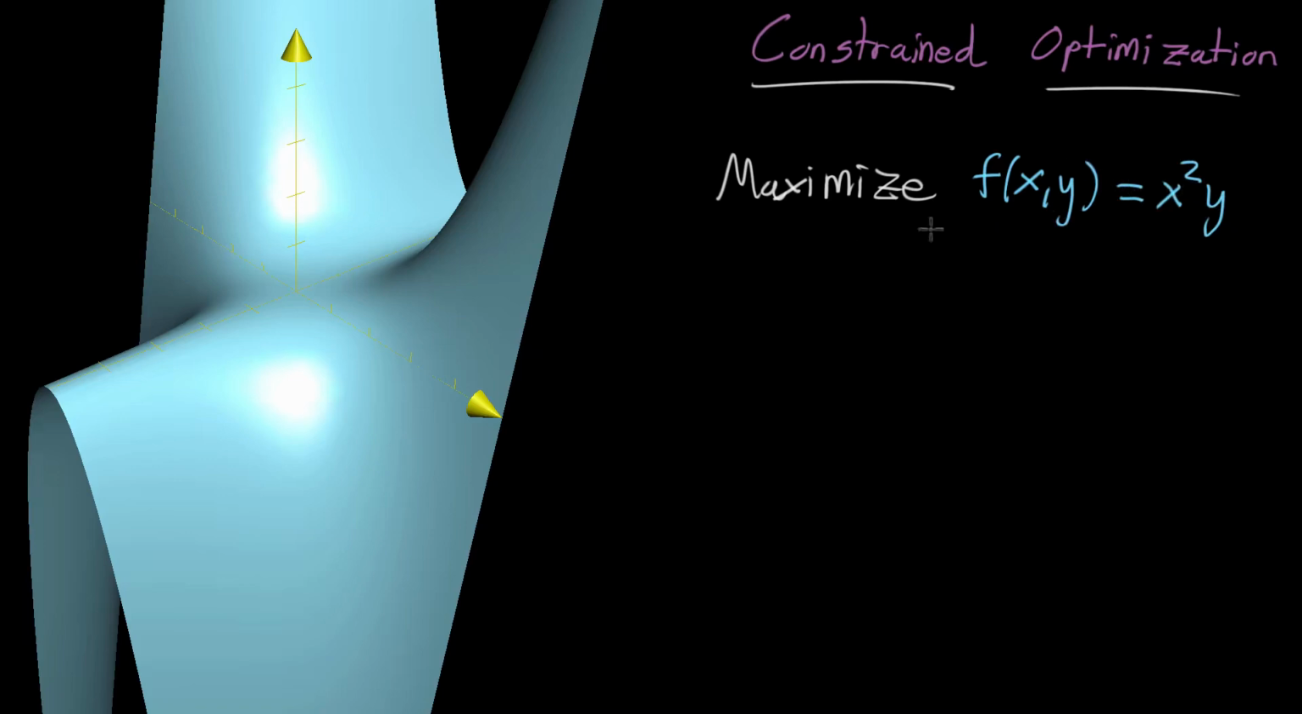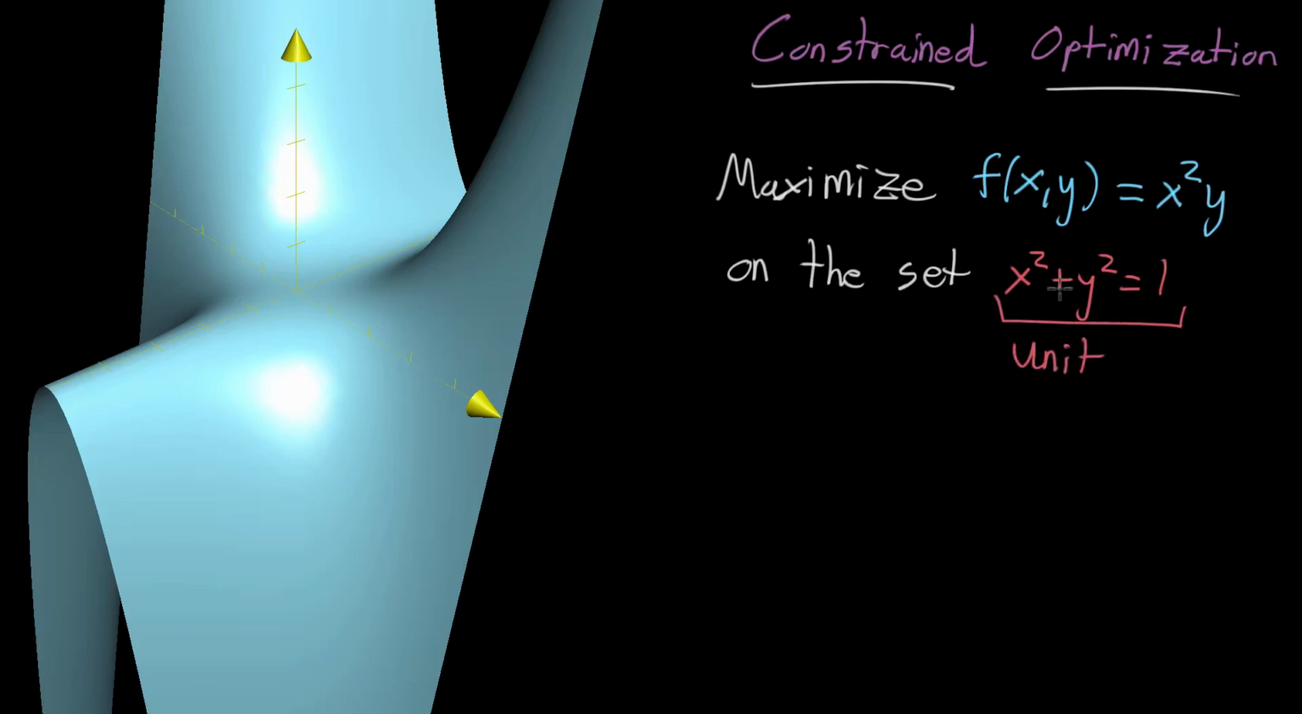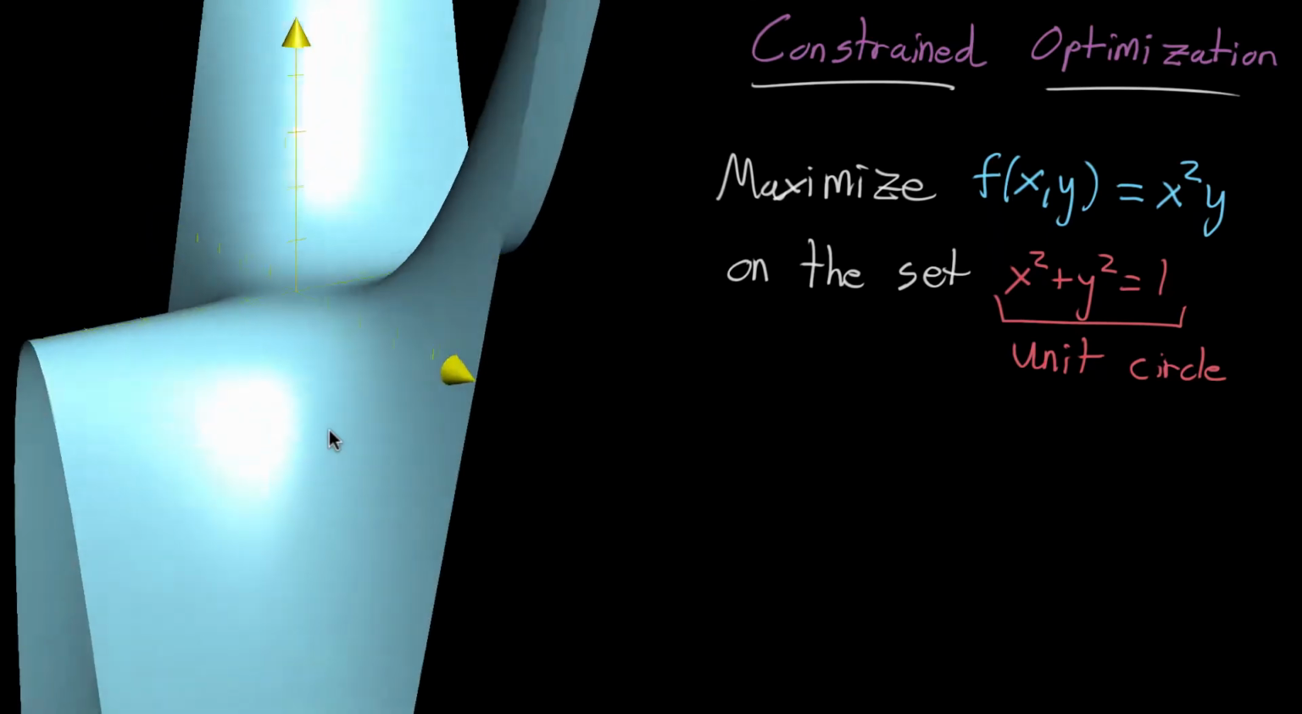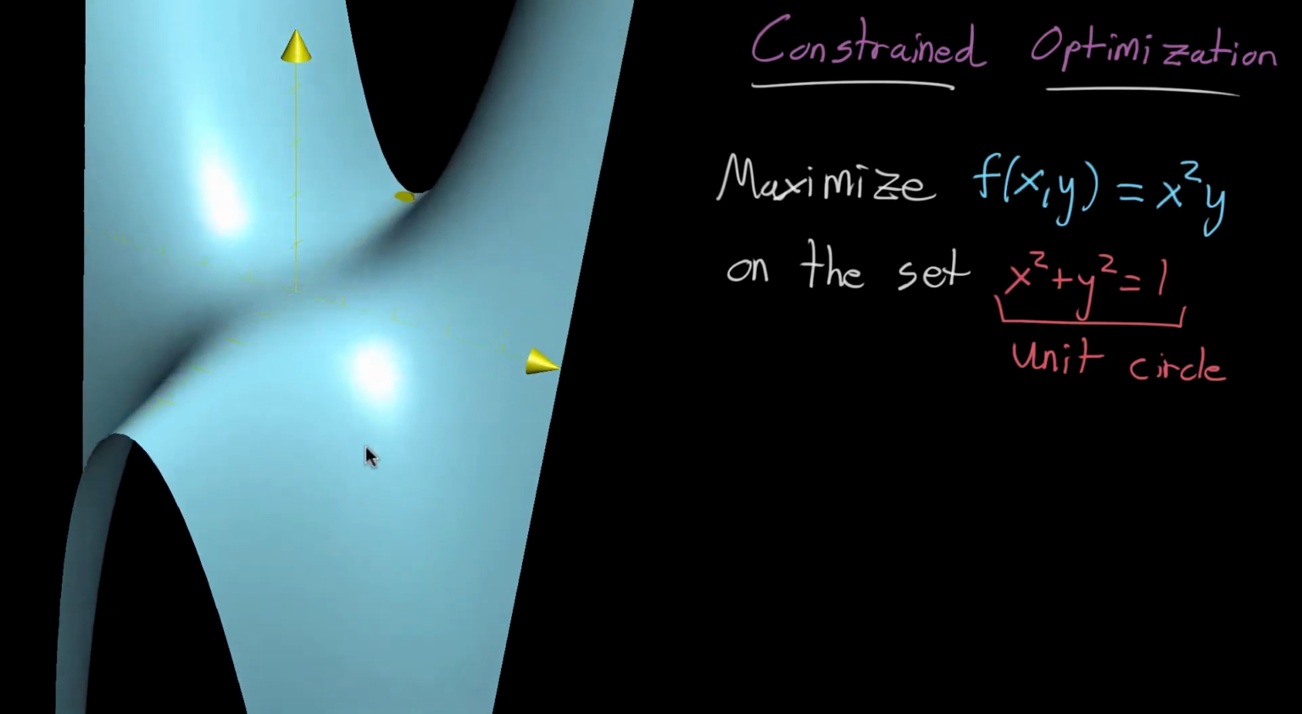You're subject to a certain constraint where you're only allowed values of x and y on a certain set. I'm just going to say the set of all values of x and y such that x² + y² = 1. This is something you might recognize as the unit circle. One way that you might think about a problem like this, maximizing a two-variable function, is to first think of the graph of that function. That's what I have pictured here, the graph of f(x,y) = x²y.